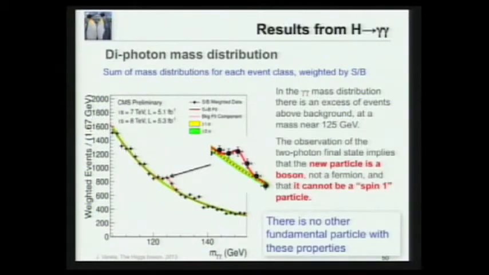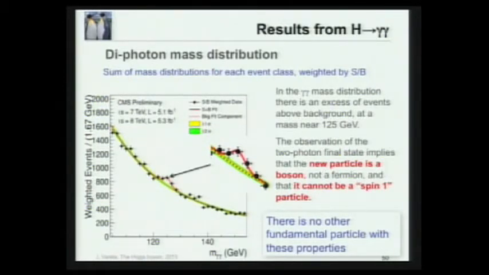So there is this excess, and having quantified it, we can say there is a new particle here, and I know it's a boson. It's not a fermion, it cannot have spin one half or other, because it decays into photons, and the photon has spin 1. And it also cannot be spin 1, because a particle of spin 1 cannot decay into photons. So this particle has to be a boson, with integer spin, but not spin 1. So it can be spin 0, spin 2, spin 3, but the latter is very unlikely.